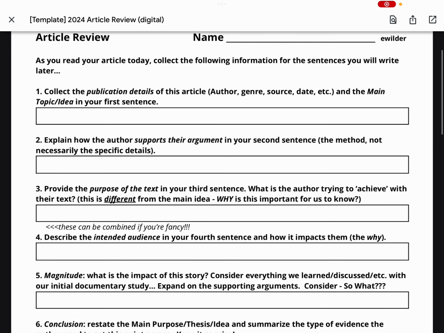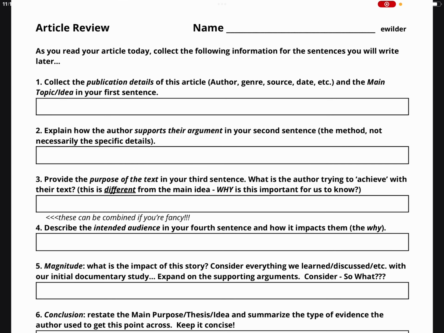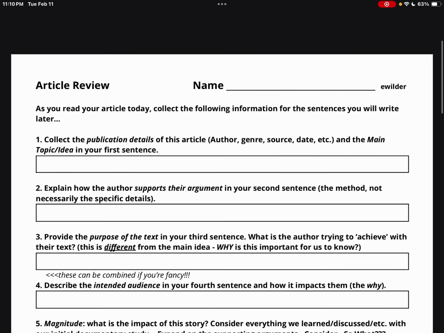When it asks you about the second sentence, the third sentence, the fourth sentence, it's asking about what you are writing in your second, third, and fourth. It's not asking about the second, third, and fourth sentence in the article. It's asking about taking specific notes so that you can put those things in your second and third sentence.